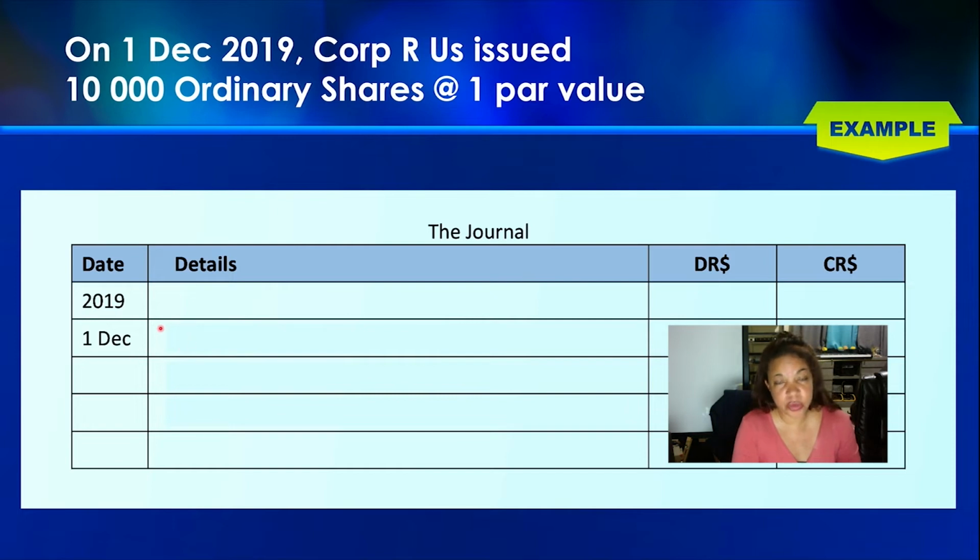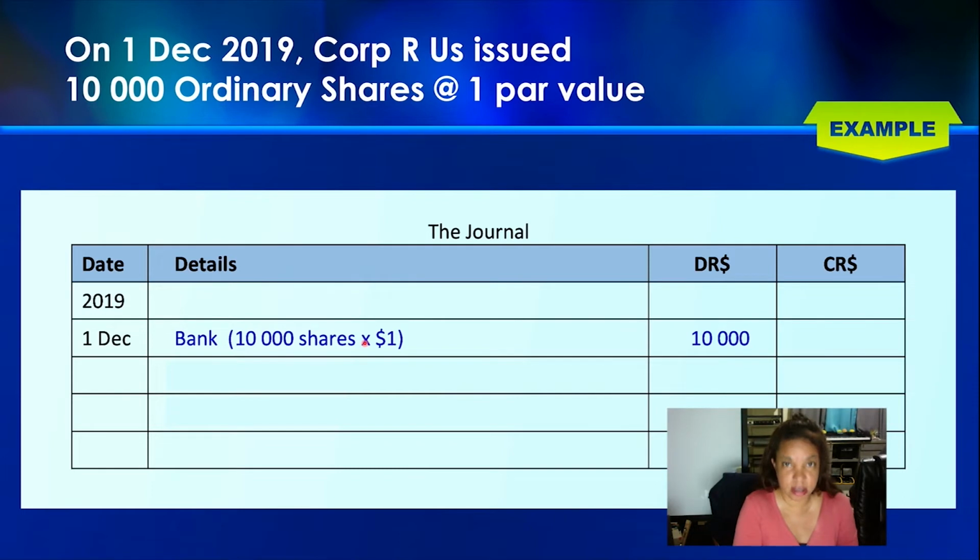And what you're going to do, if you remember, debit bank. They didn't tell you whether it was bank or cash, so I just use bank. Bank, working, number of shares by how much you issued it at, $1. We only have one value. So $1, that means you received $10,000. And then you go and you credit ordinary share capital, and it is number of shares by par value.